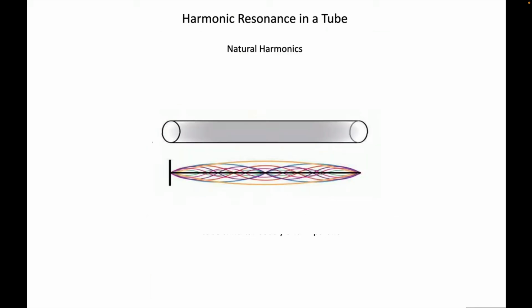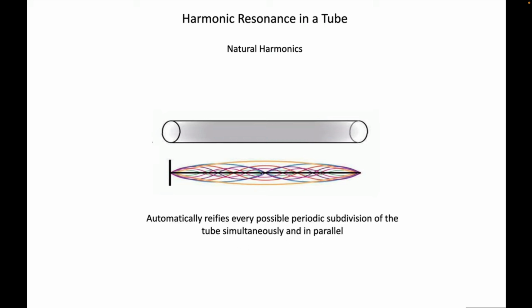The first harmonic is the dominant one. It's the one you principally hear. The higher harmonics are just ringing on that fundamental. So what this mechanism does is it automatically reifies every periodic subdivision of the tube simultaneously and in parallel. This is a truly magical process, the only physical system that defies entropy and creates order out of chaos.